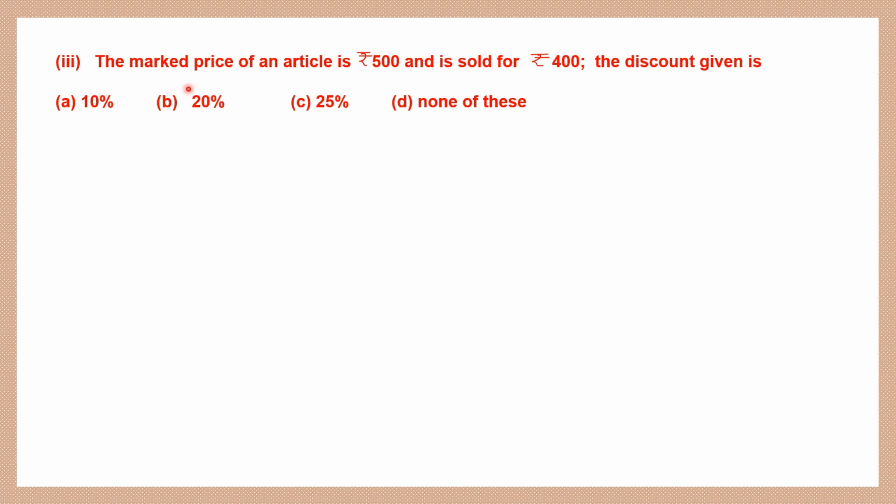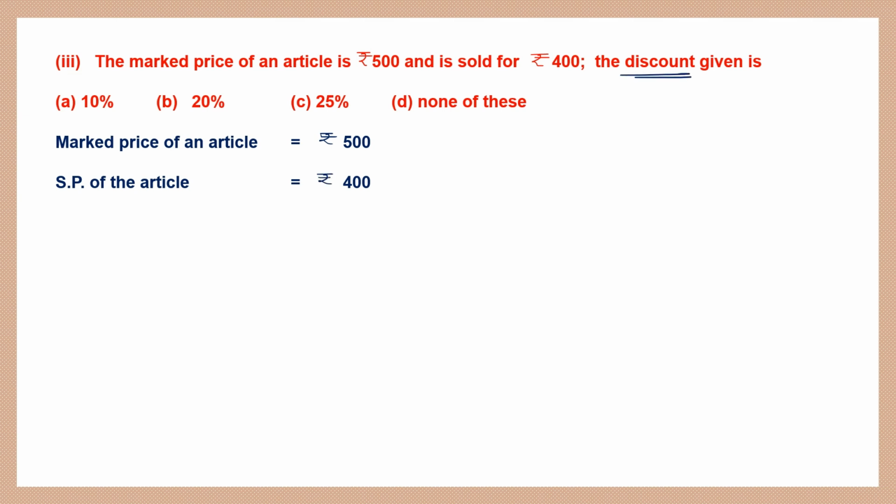Question 3. The marked price of an article is 500 rupees. It is sold for 400 rupees. What is the discount is the question. So the marked price of the article given to us is 500 rupees. We are also given the selling price of the article, that is 400 rupees. Now we are asked to find the discount.